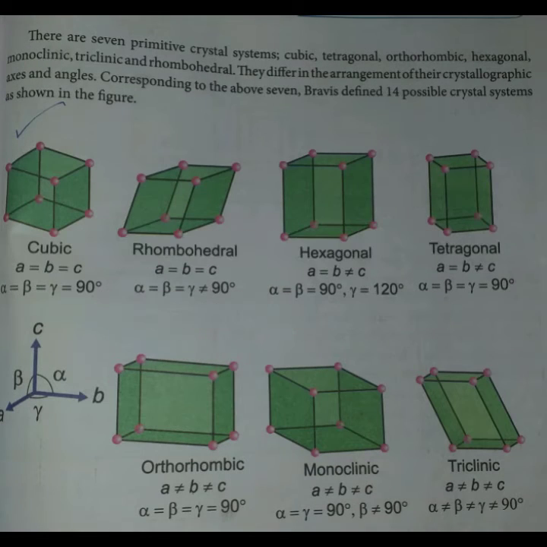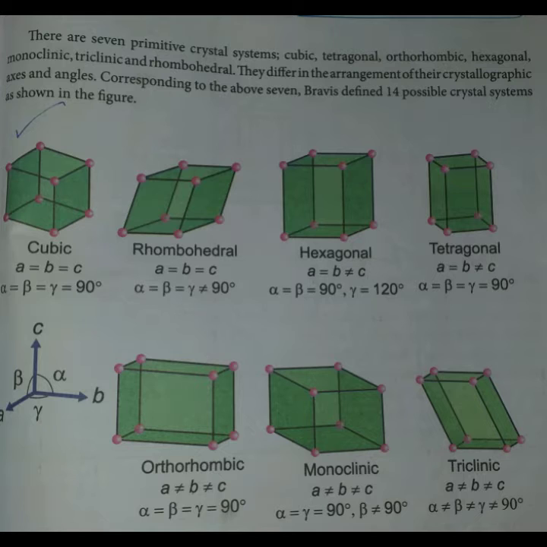Next I am going to explain the 7 primitive crystal systems. The types are unit cell, primitive, non-primitive. Under primitive unit cells there are 7 primitive crystal systems. Number 1 is cubic, second tetragonal, third orthorhombic, fourth hexagonal, fifth monoclinic, sixth triclinic, and seventh rhombohedral. That means in all these 7 crystal systems all the lattice points are fixed. None of the atoms or ions are present inside the unit cell or at the face center.